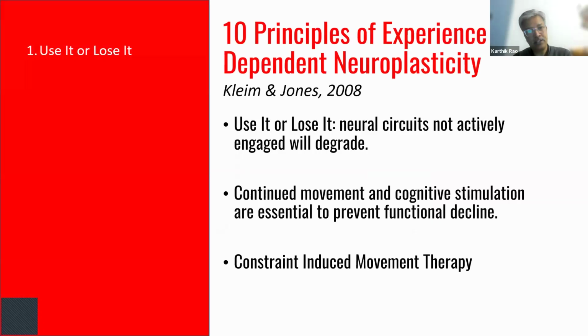So that brings us to the next topic, which is experience-dependent neuroplasticity. This is based on the landmark study by Kleim and Jones in 2008, and they identified 10 principles of experience-dependent neuroplasticity. I'm sure we're aware of some of these examples, like use it or lose it. So overall, they looked at 10 different principles, and let's look at what these principles are and how we can use them in our day-to-day practice.